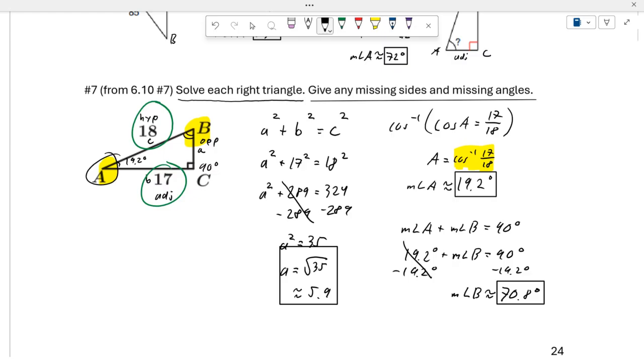And so I have provided the missing side. I provided both missing angles. This is 70.8. So I have now solved this triangle. All three sides and all three angles have been identified, and that is it for question 7.